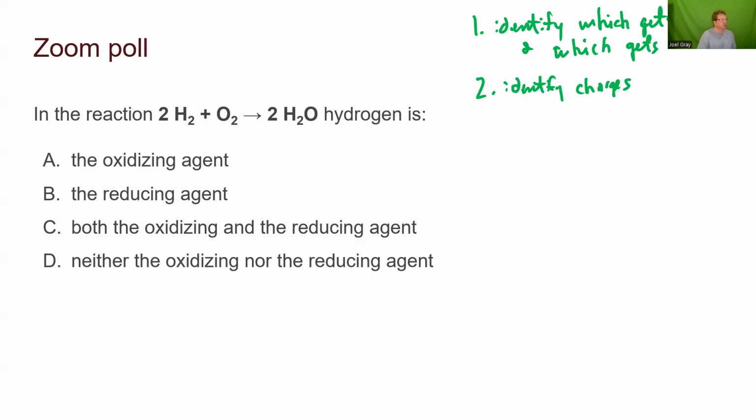Identify the charges. What's the charge of H in H2? Add that to the chat. Perfect. What's the charge on O2? Exactly. Now in H2O, what's the charge of H? I didn't say H2 because I wanted to avoid that confusion. What's the charge of H? Plus 1. Okay? So hydrogen goes from 0 to plus 1. If something goes from 0 to plus 1, did hydrogen get oxidized or reduced?